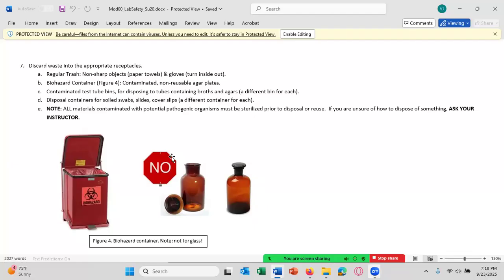Any question about that? So the trash can, anything that is not contaminated, not glass. We don't really use sharps in microbiology, but no sharps in the trash can. A sharp would be something like a razor blade. We don't use those. We don't even use needles.